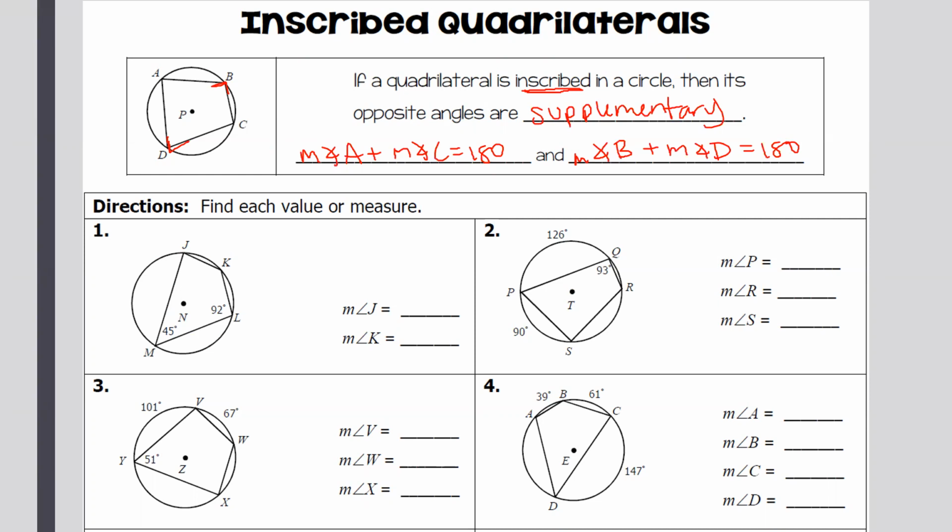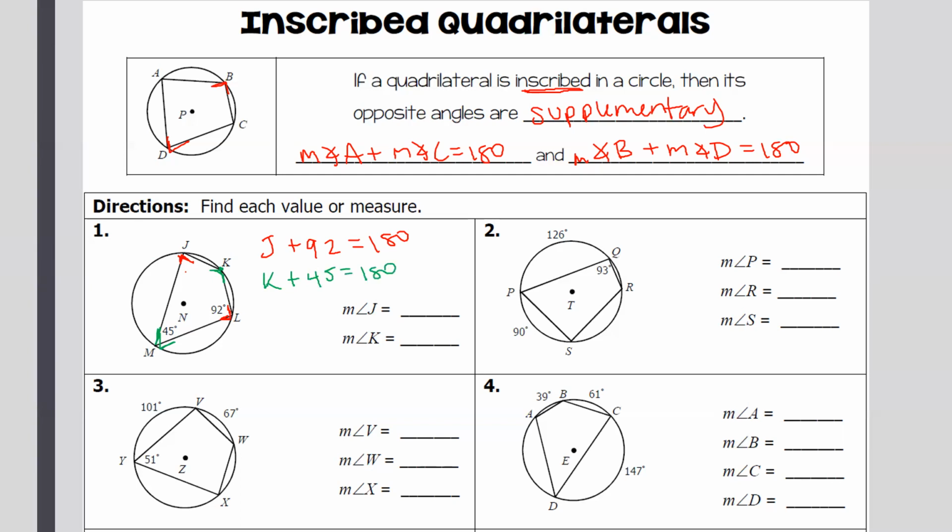So in number 1, I see the angle J is across from angle L. Those are the angles that are across from each other in the quadrilateral. I don't know angle J, but I do know angle L. So I can say, well, whatever J is plus angle L has to add up to 180. And then I can do a similar thing here for K and M. K and M are across from each other. I don't know angle K, but I know it's across from angle M, and they are inscribed in that circle. So I can say, oh, well, angle K plus 45 has to be 180 degrees.